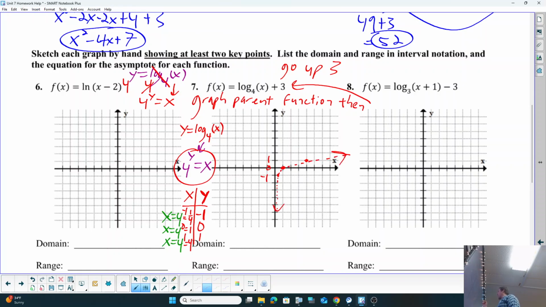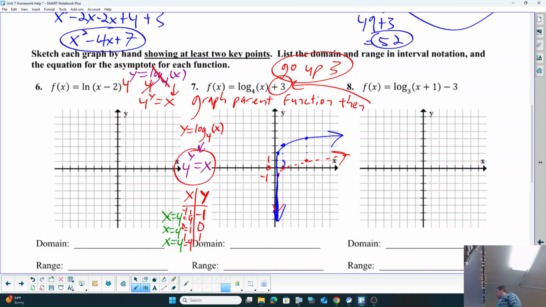Now we're going to go up 3. That means this goes up 1, 2, 3. This goes over here up 1, 2, 3. And this one down here goes up 1, 2, 3. And there's our graph. So it's still going down, really close to that axis, and then we go up and over.